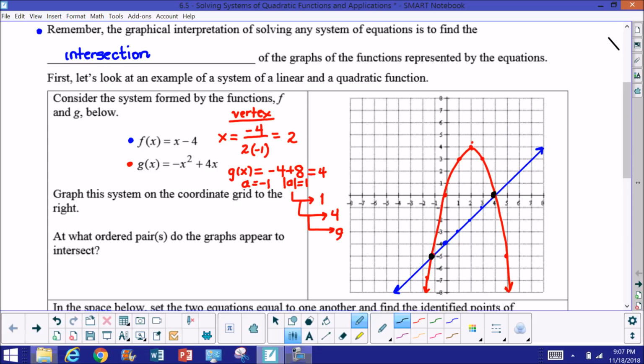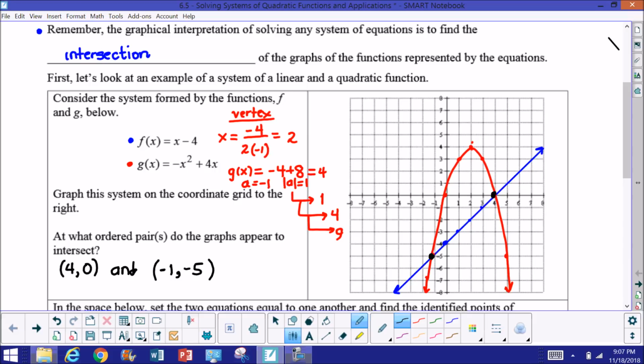At what ordered pairs do the graphs appear to intersect? So we would say the point 4, 0, and the point negative 1, negative 5. It doesn't matter in which order you would express those 2 points, of course. And that would essentially wrap up the first part of this example.